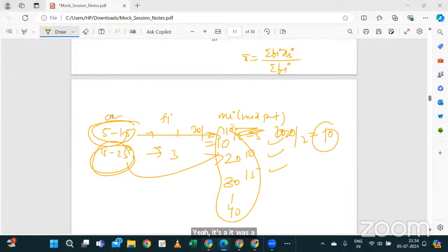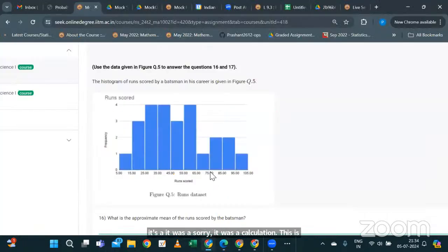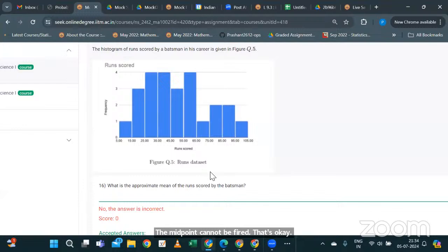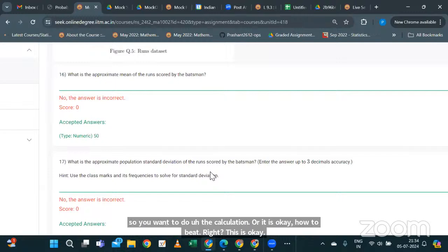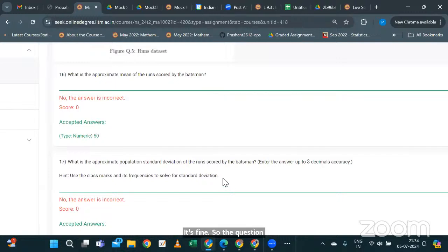It was a calculation mistake. Do you want to do the calculation, or is it okay that you can calculate the mean? It's fine. It's question number 17, right? Sir, I have a doubt. I have calculated the mean and not written its approximate value, so my answer is shown as wrong.